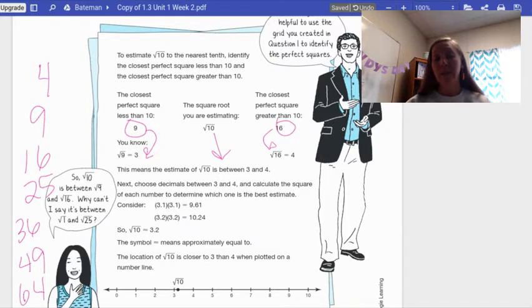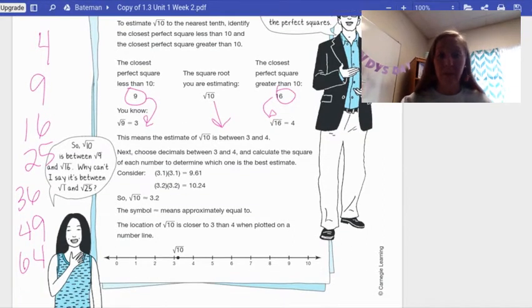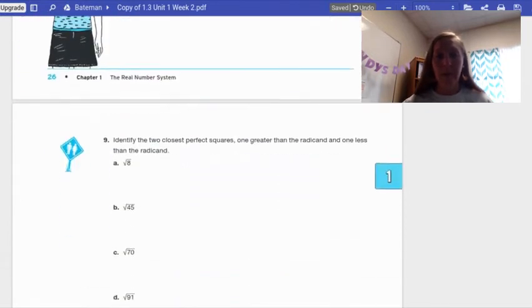Well, then we can start essentially just guessing and checking. We can do 3.1 times itself, 3.2 times itself, et cetera, until we get closest to that number of 10, which is what they have done here. 3.1 times 3.1 is 9.61. 3.2 times 3.2 is 10.24. Well, 10.24 is closer to 10 than 9.61. So we can estimate our answer to be about 3.2 and then place it on a number line. So I'm going to come down here.